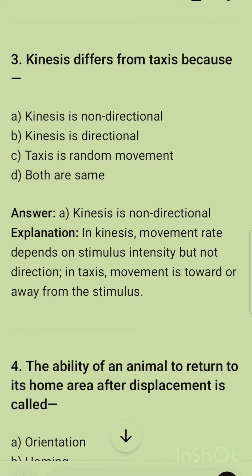Third question is kinesis differs from taxis because of. The options are on your screen, and the correct option is kinesis is non-directional, while taxes are directional. In kinesis, movement depends on stimulus intensity, but not direction. In taxis, movement is towards or away from the direction.